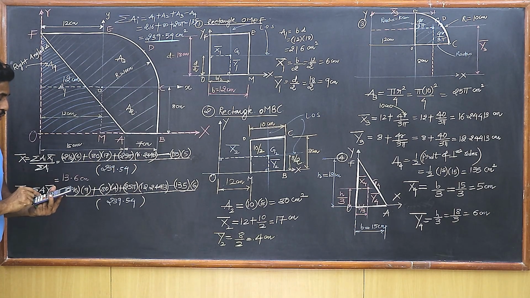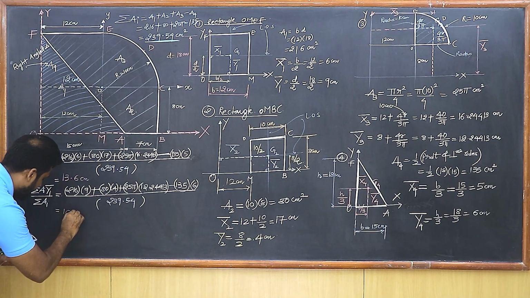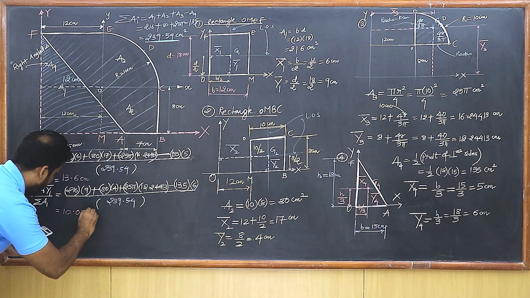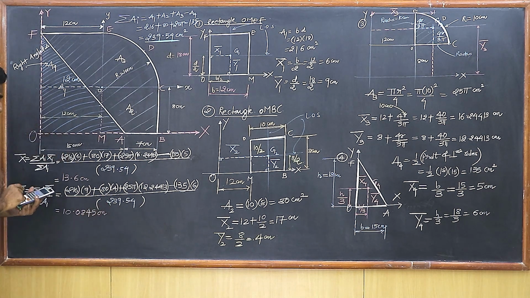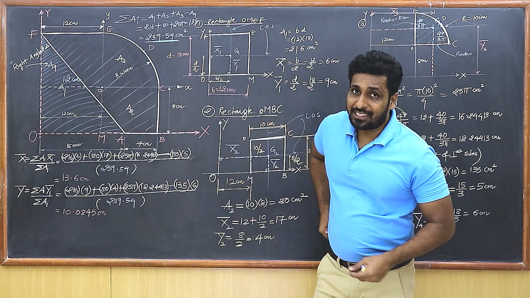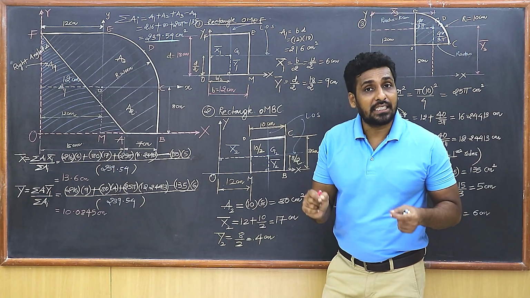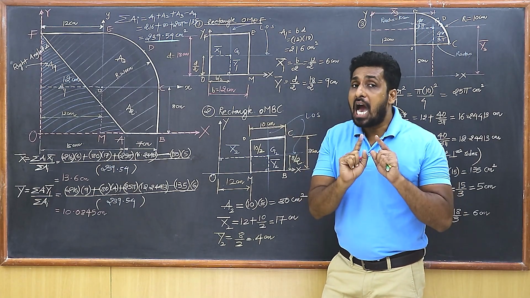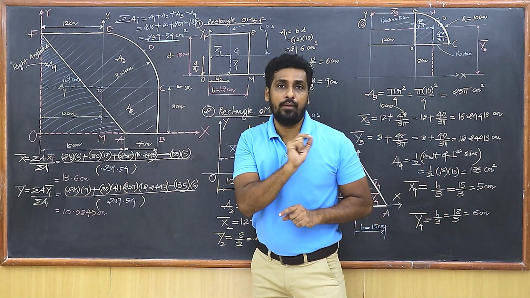This gets divided by 239.54. Your answer is coming 10.08454. So I can write the answer over here as 10.0845 centimeters. Getting or not, students? So I've got my answers over here. But you got to understand that these answers that you have obtained, these are the answers of capital X bar and capital Y bar. They are not the answers of small x bar and small y bar.